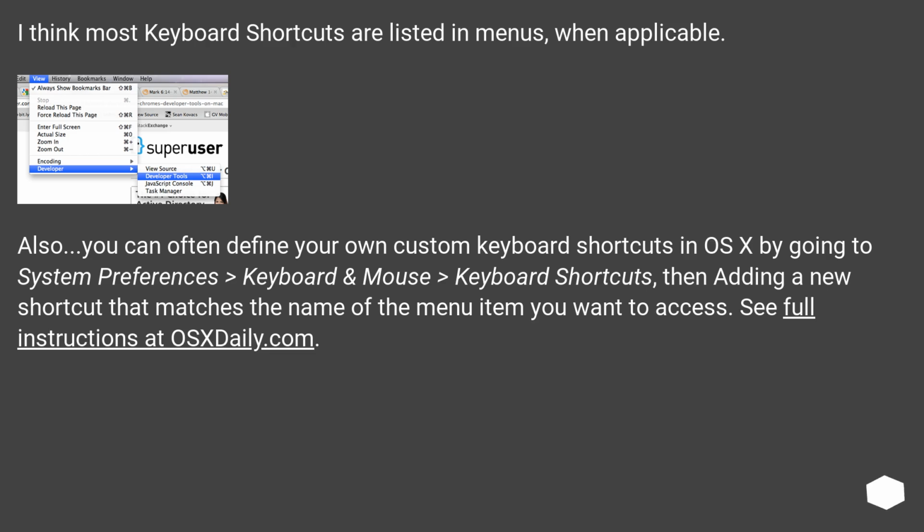Also, you can often define your own custom keyboard shortcuts in OS X by going to System Preferences, Keyboard, then Shortcuts, then adding a new shortcut that matches the name of the menu item you want to access. See full instructions at osxdaily.com.